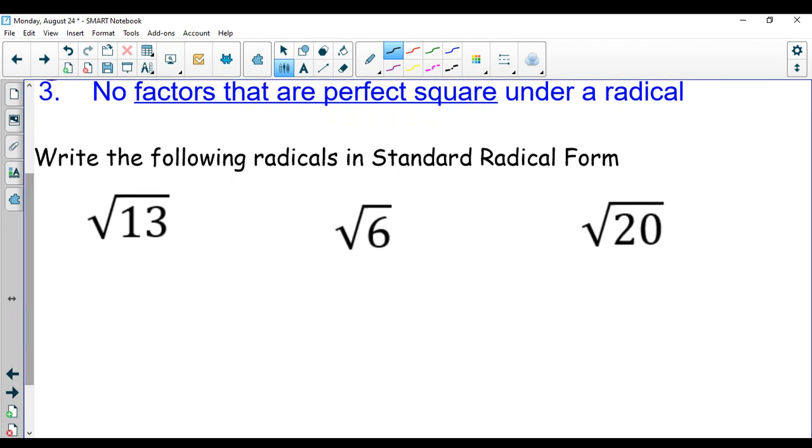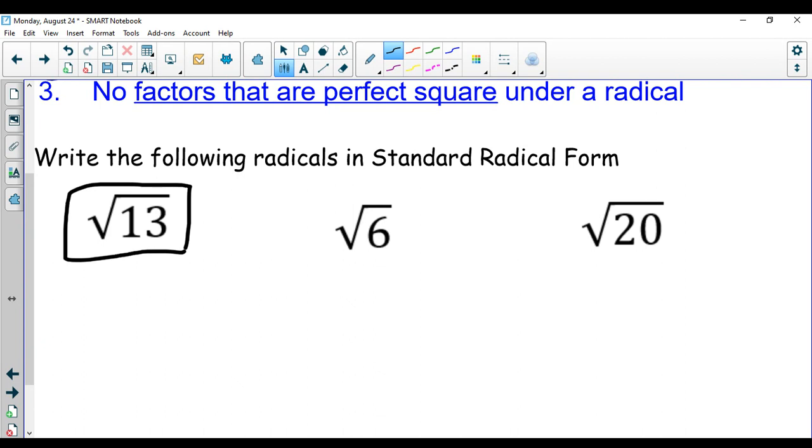Okay, so when you think about the square root of 13, what we know is 13 really doesn't have any factors other than 13 and 1. It's prime. And 13 is not a perfect square. So there is nothing to do with this problem right here.